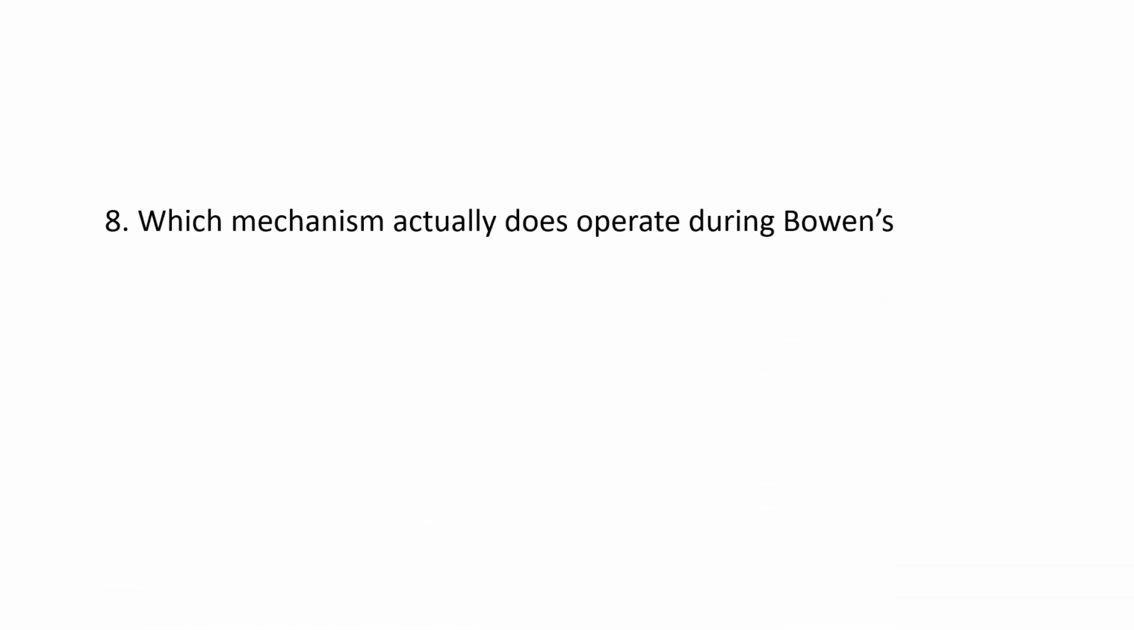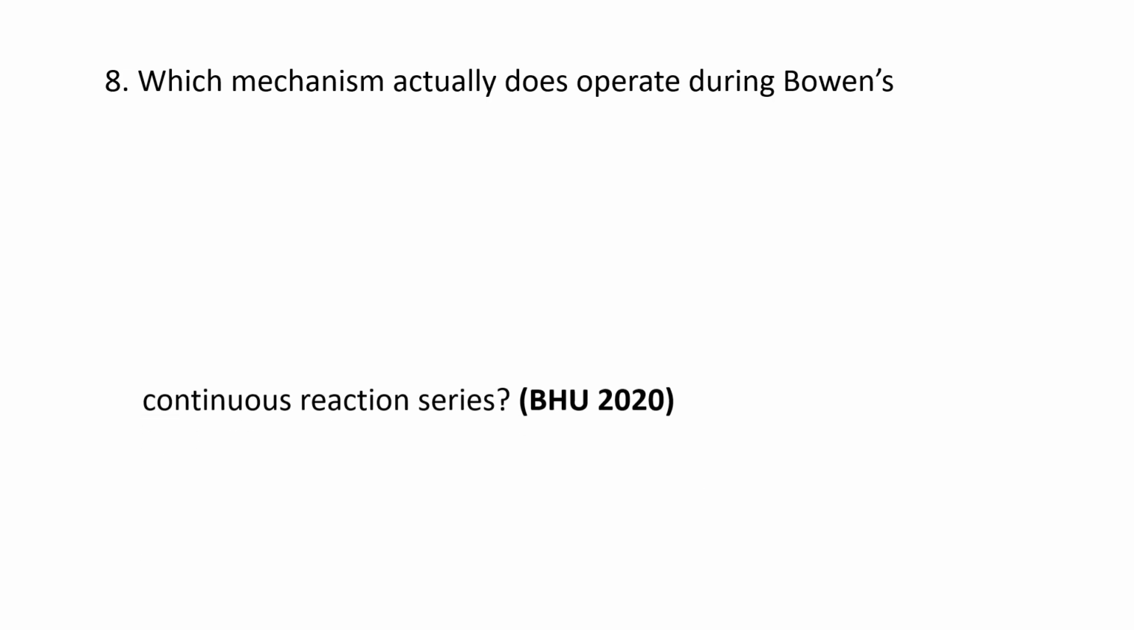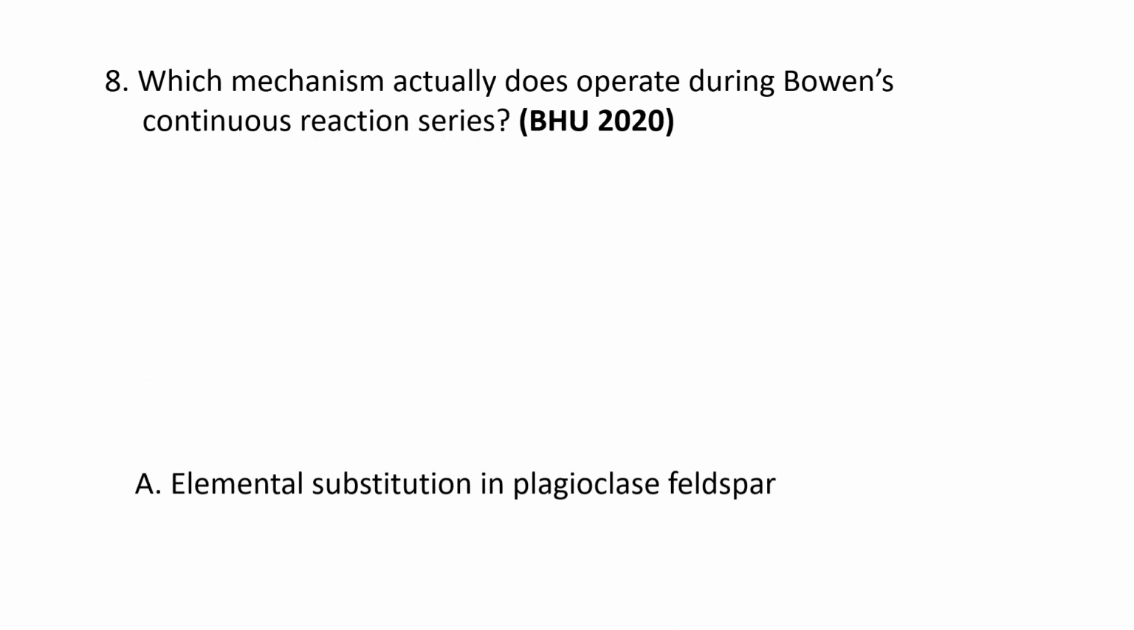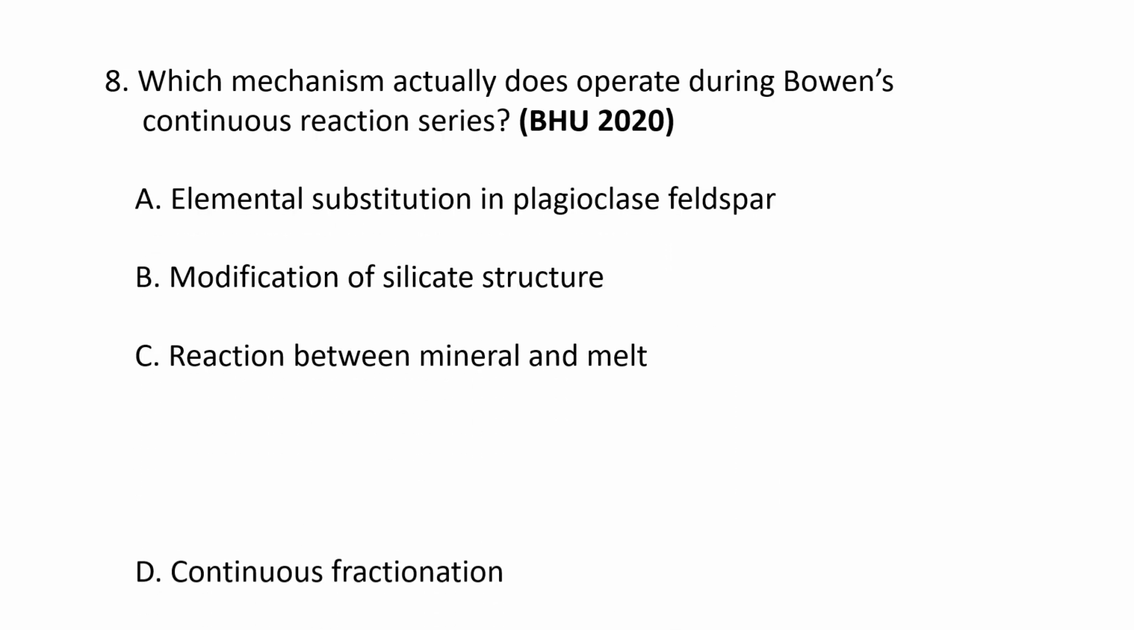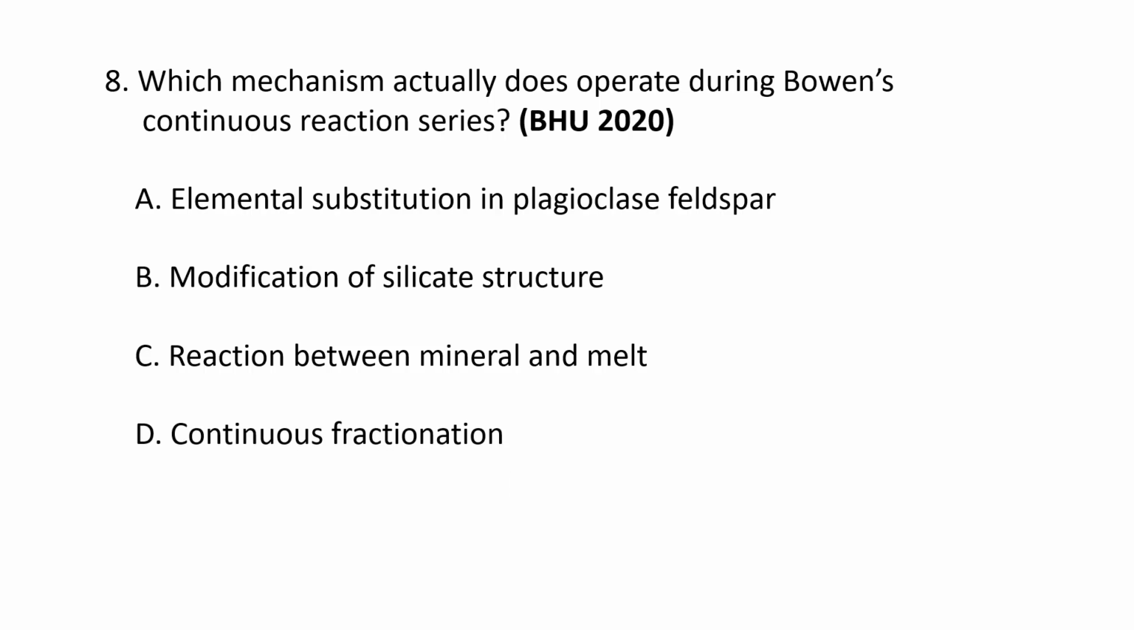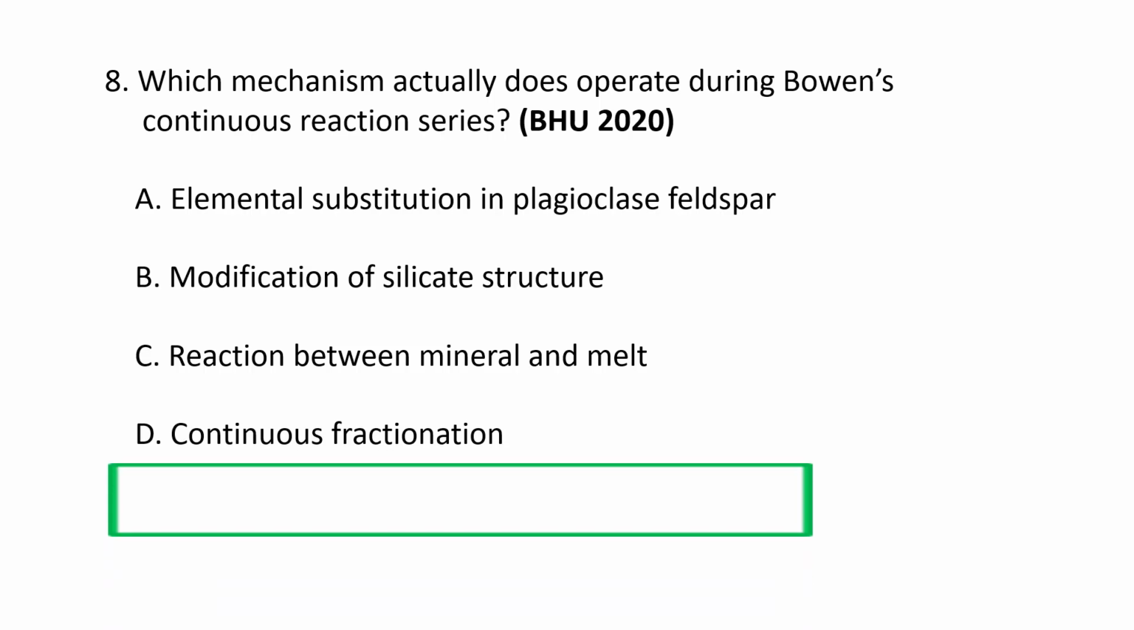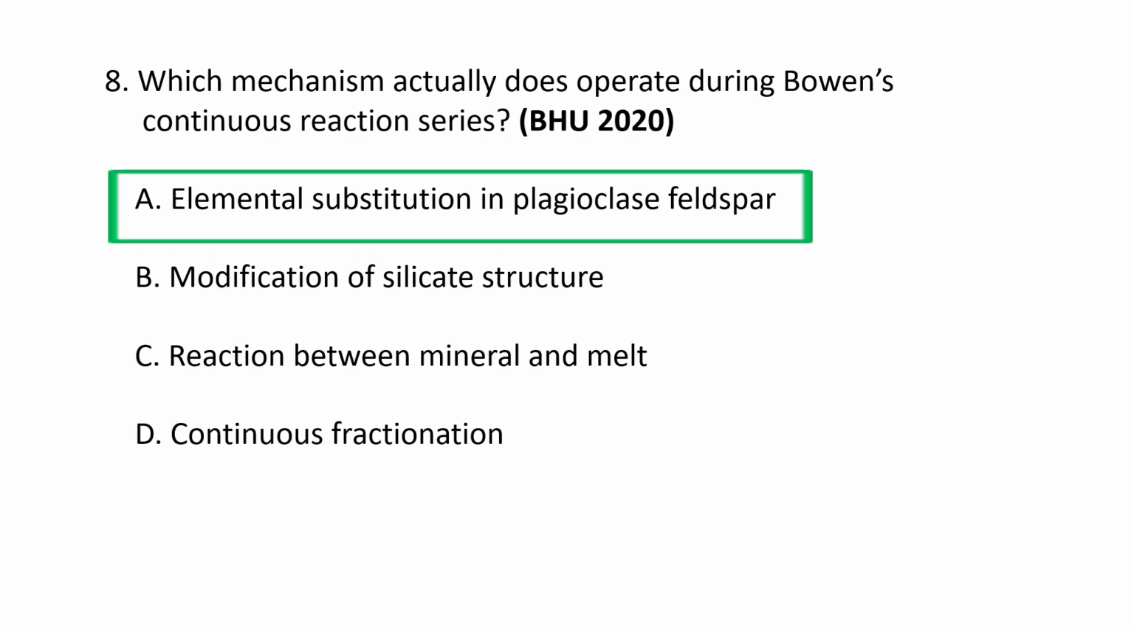Next question. Which mechanism actually does operate during Bowen's continuous reaction series? A. Elemental substitution in plagioclase feldspar. B. Modification of silicate structure. C. Reaction between mineral and melt. And D. Continuous fractionation. So the correct option is elemental substitution in plagioclase feldspar.